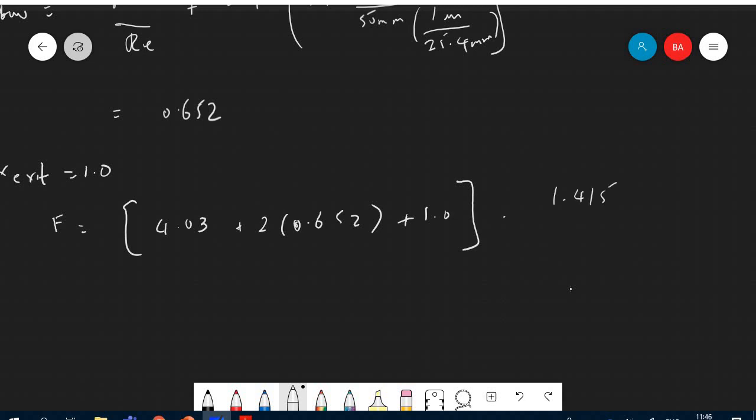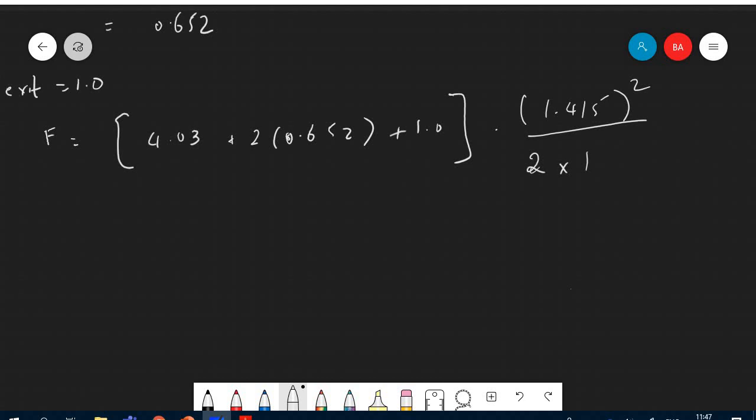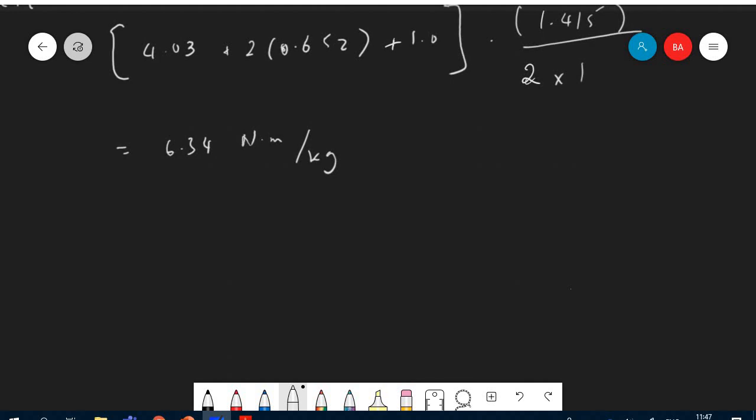That is the K. And if you know that F is equal to K multiplied by U square, and we already have U, and GC, in this case it is 1 if you are talking about meters, kilogram meter per second, and that kind of a unit, the answer will be 6.34 Newton meters per kilogram. So that is the F.